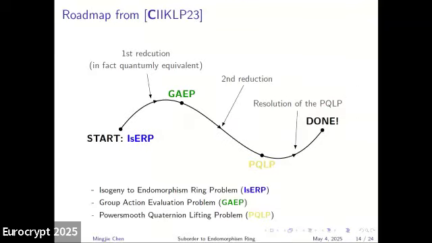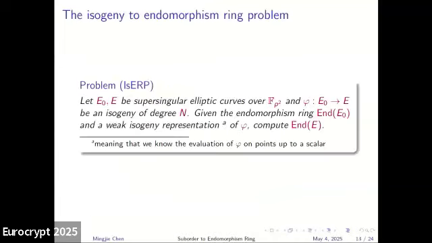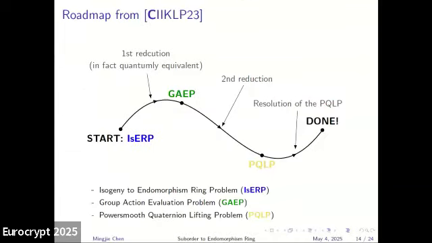OK, so this problem was solved in the earlier paper from 2023, where I mentioned a hard case of the suborder ring problem was resolved. Sorry, I forgot to say this problem is called easy ERP, the problem I defined here. Then they started with easy ERP, and through a few reductions, they arrive at another problem called PQLP.